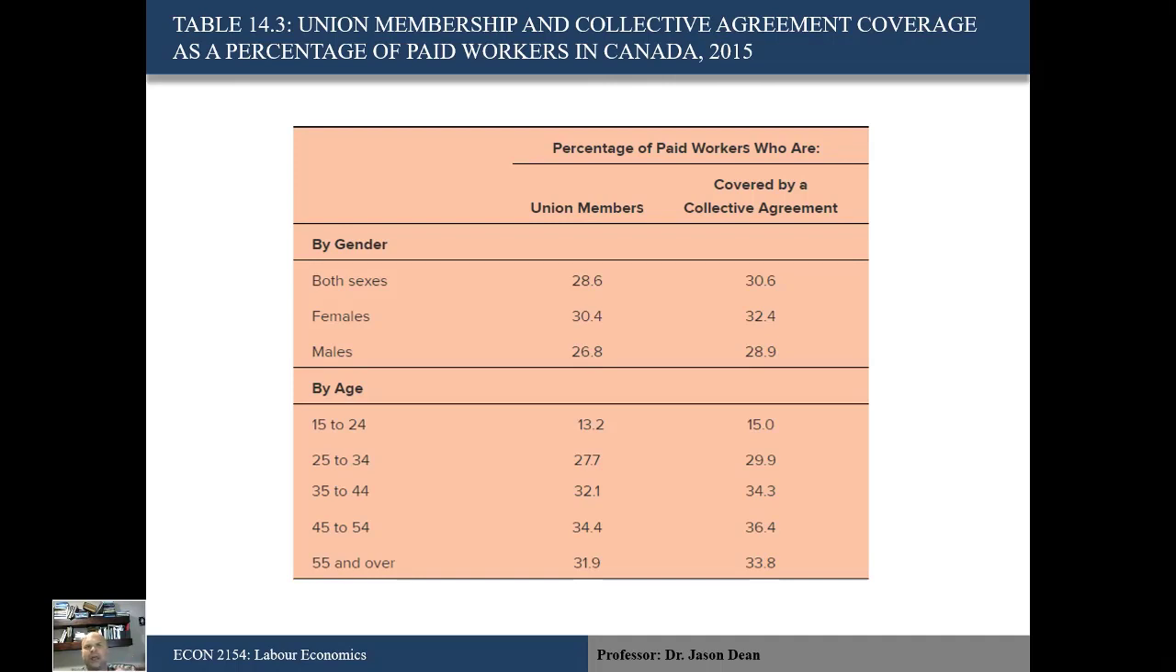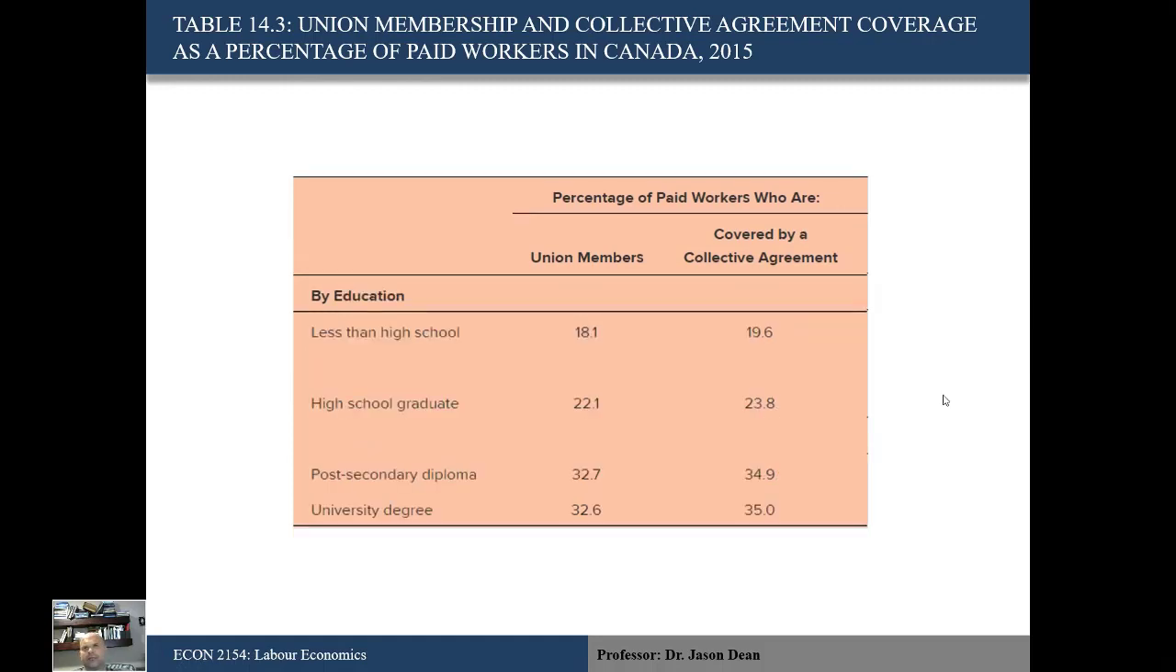And we can see here that there isn't a very large difference in unionization between the genders. Roughly, the density among females is slightly higher than among males. And if we look at age groups, unionization density seems to be higher with age, with the highest rates between 45 and 54. Young people 15 to 24 are least likely to be represented by a union.